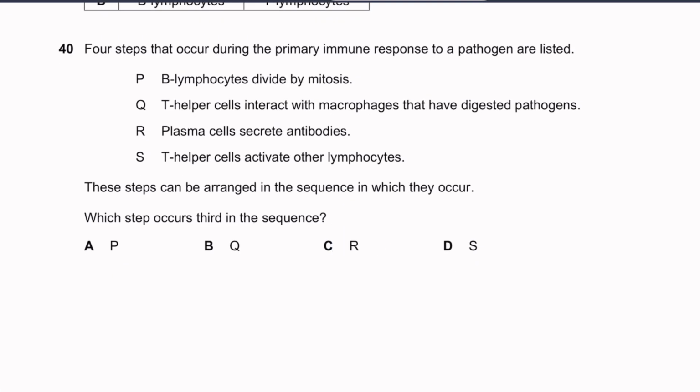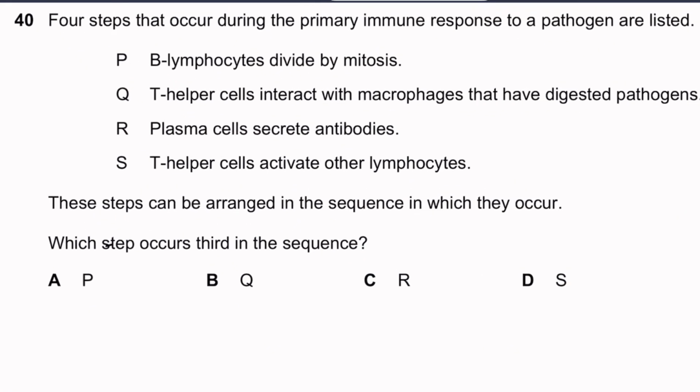Now four steps that occur in the primary immune response to a pathogen are listed. P, B lymphocytes divide by mitosis. Q, T helper cells interact with macrophages that help digest pathogens. R, plasma cells secrete antibodies. S, T helper cells activate the other lymphocytes. These steps can be arranged in the sequence in which they occur. What will be the third step? Okay, first things first.